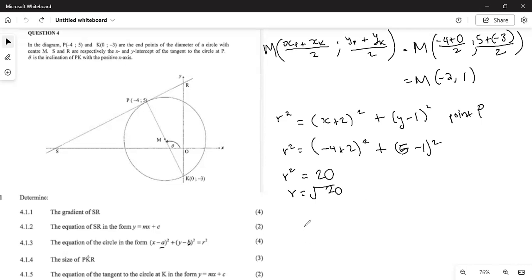And we can rewrite our equation as (x + 2)² + (y - 1)² is equal to, you can either use r², which is 20, or use the square root of 20 squared, because we're working with r². Let's go to method number 3.